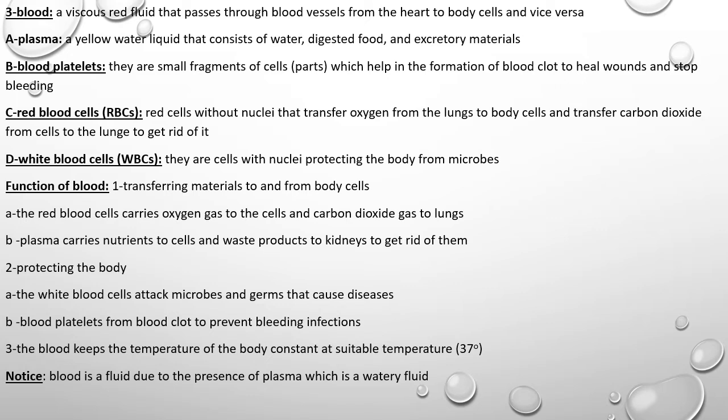B. Blood platelets. They are small fragments of cells which help in formation of blood clots to heal wounds and stop bleeding. C. Red blood cells. Red cells without nuclei that transfer oxygen from the lungs to body cells and transfer carbon dioxide from the cells to the lungs to get rid of it.